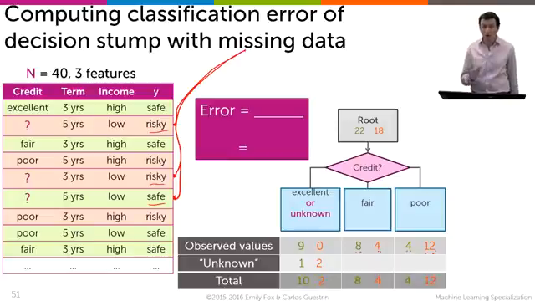So what's the overall total error of the resulting decision tree? Well, for the excellent branch, we're going to predict safe, so we're going to make 2 mistakes. For the fair branch, we're going to predict safe, so we're going to make 4 mistakes. And for the poor branch, we're going to predict risky, and we're going to make 4 mistakes. So overall, we're going to make 10 mistakes, and our total was 40 data points. So the total error here is 0.25, or 1/4.